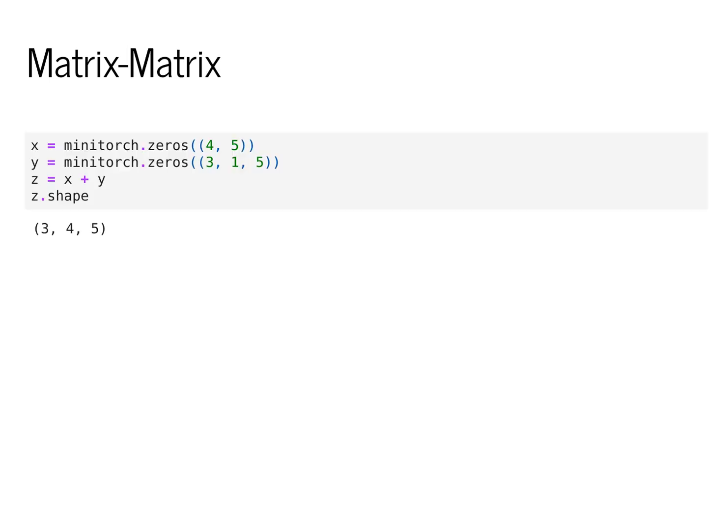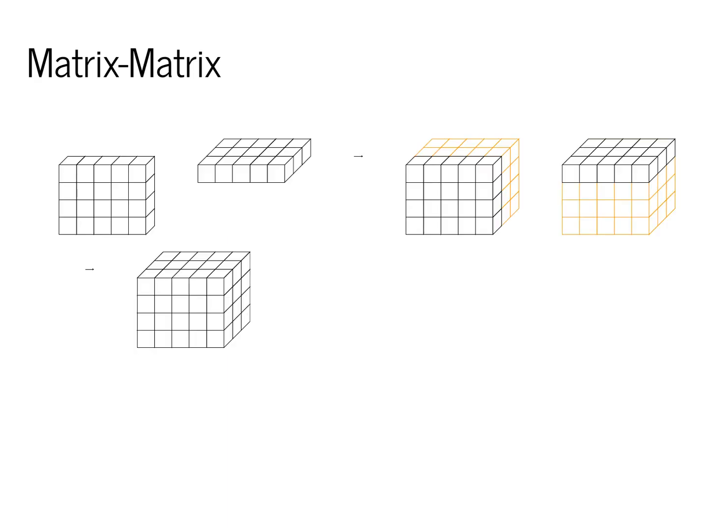Here's another example. Here I'm using a method called zeros, which produces a tensor of a given shape. The shape of x is 4 by 5, and the shape of y is 3 by 1 by 5. Zipping these together produces a 3 by 4 by 5 tensor. We can look at what this looks like in terms of pictures. The first is a 1 by 4 by 5 tensor. The second is 3 by 1 by 5.